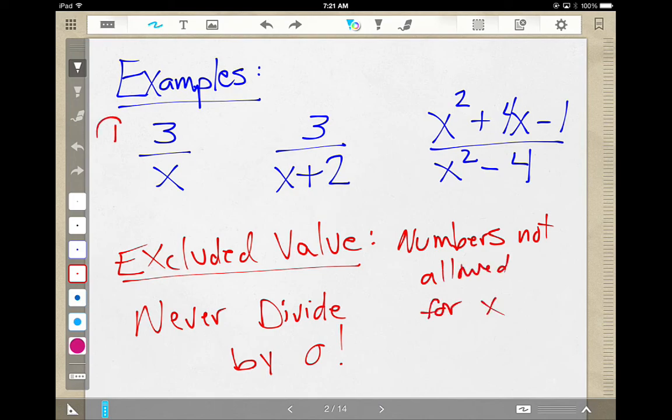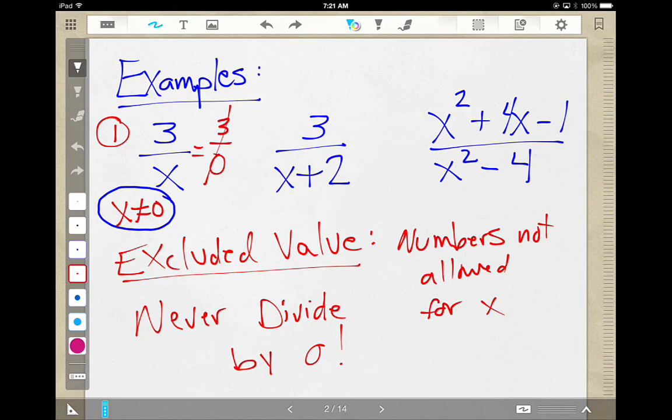So as we look at example number 1 here, 3 over x, it's pretty obvious that if I put in 0, we're going to say, well, 3 over 0 would be undefined, and I can't do that. So we put a little note off to the side and we say, oh, by the way, for this rational expression, x cannot be 0. But any other number I want to put in there, that would be fine. So this statement right here, x cannot equal 0, I am excluding it. I'm leaving it out. This is a private club, 0, you're out. So that's what we call the excluded value.